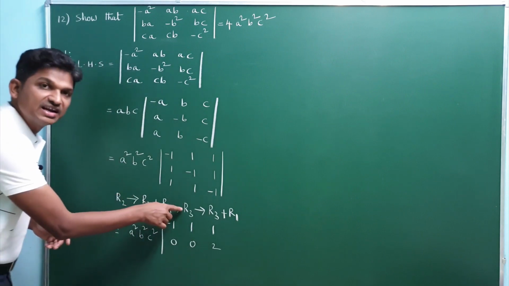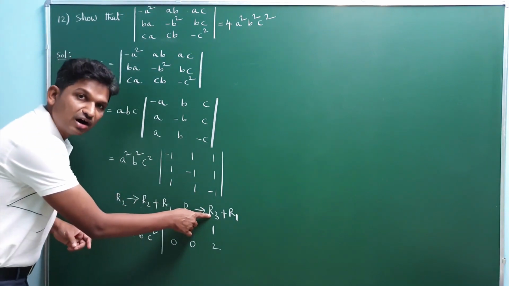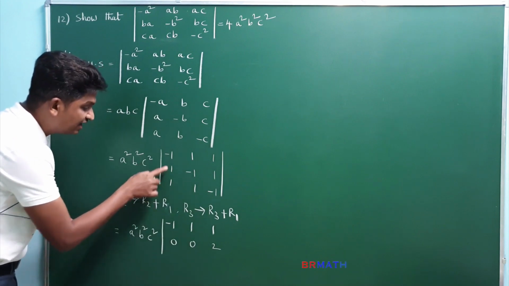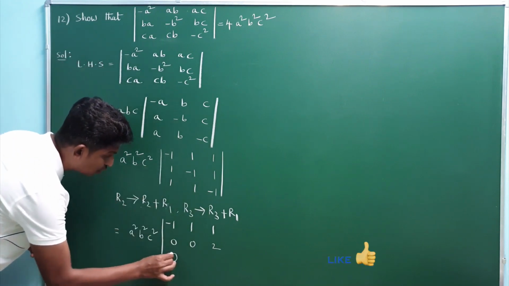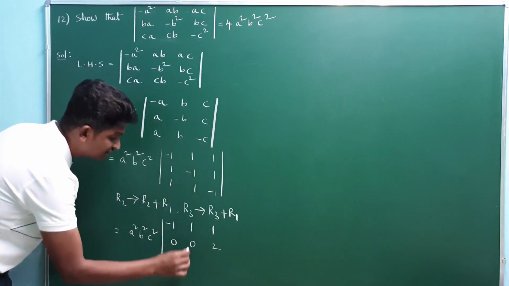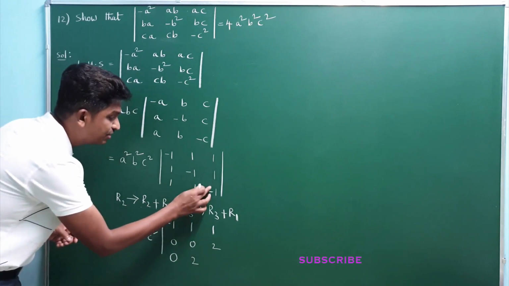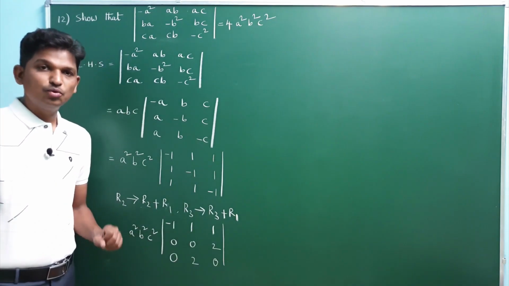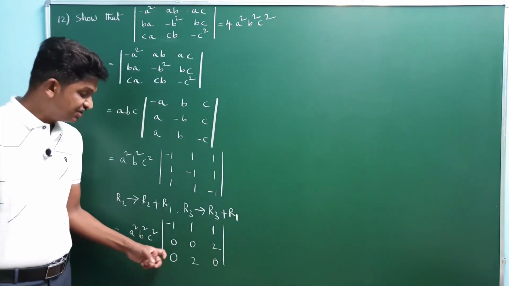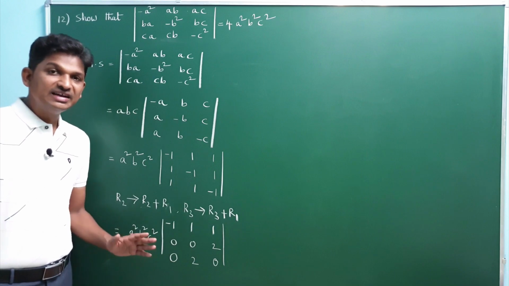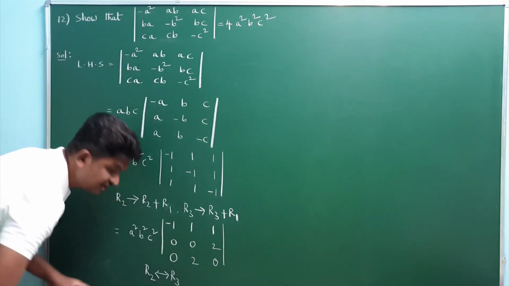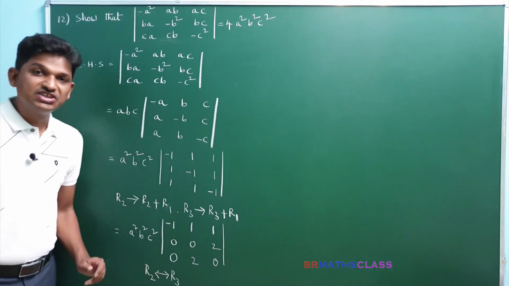So the change is in R3. All the elements of R3 are added to the corresponding elements of R1. Add these two elements, what will you get? 0. Add these two elements, what will you get? 2. Add these two elements, what will you get? 0. Okay. After this step, what I'll do is interchange R2 and R3. Let's see what happens after interchanging R2 and R3. See this operation, R2, R3 interchanging.